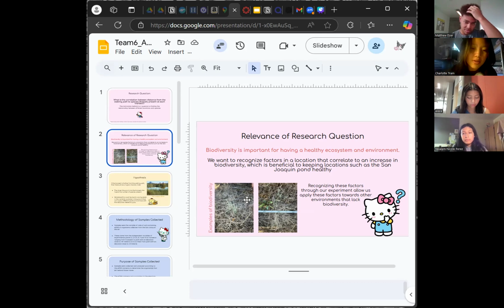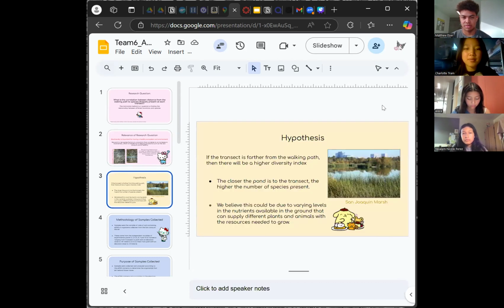Here are some examples of biodiversity. When we went to the marshes, we took some pictures of some of the plants that were growing around the area. So this can help us with factors, and with environments that lack biodiversity in other areas. Our hypothesis is that if the transect is further from the walking path, there will be a higher diversity index. So we believe that there will be more diversity.